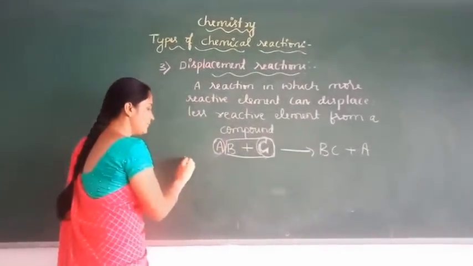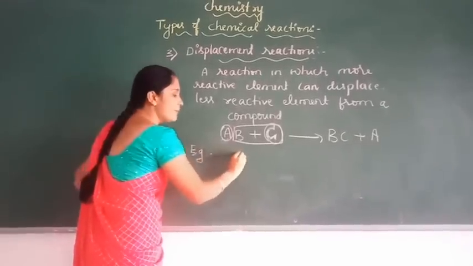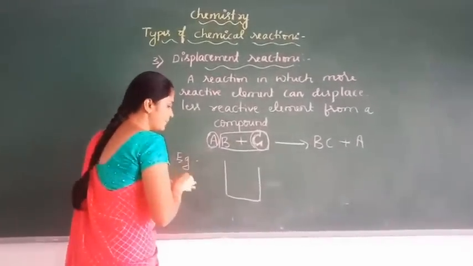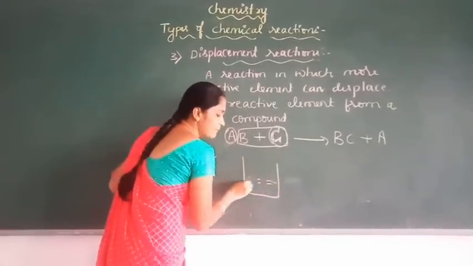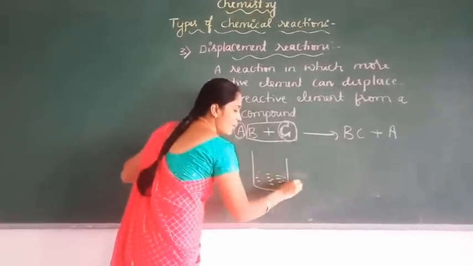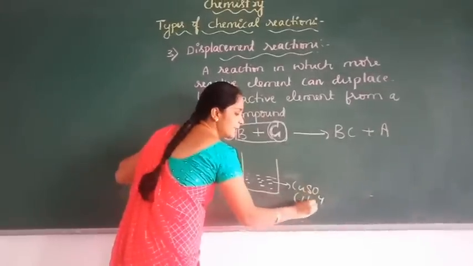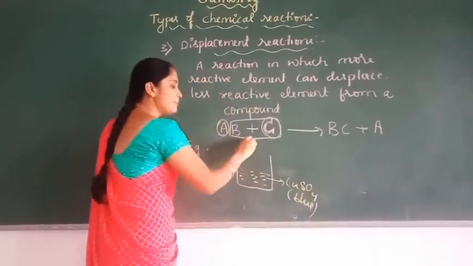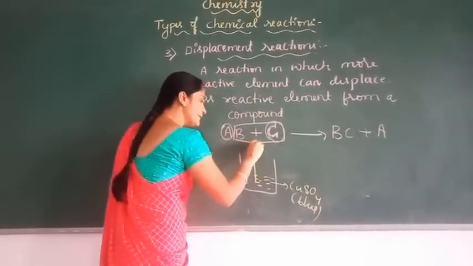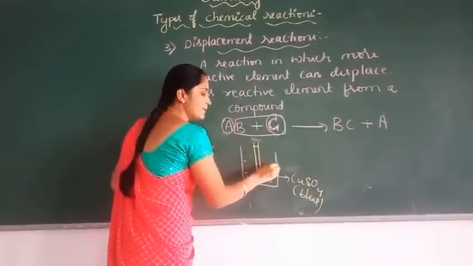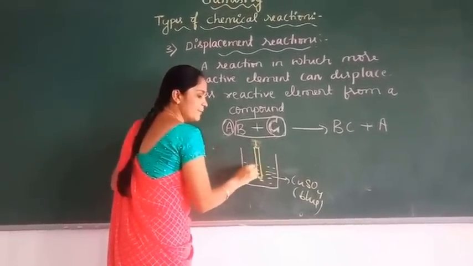For example, take copper sulfate solution in a beaker. This copper sulfate is blue in color. A strip of zinc is placed in copper sulfate solution.